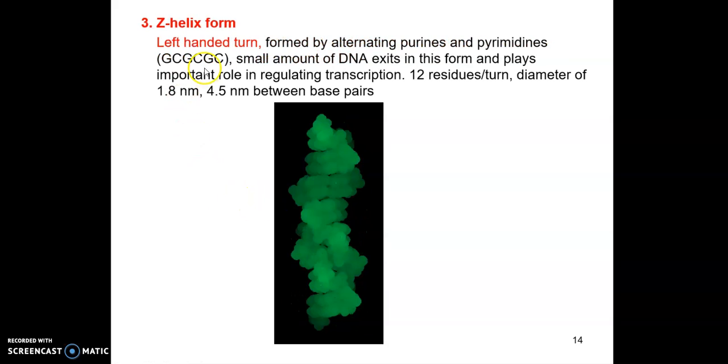And another form is called Z. Z form is a kind of unique form because this is a left-handed turn form. It's formed by alternating purine and pyrimidine bases like GC, GC, GC. If you have that unique sequence, your DNA will have this unique form. Kind of strange, right? A small amount of DNA exists in this form within the chromosome, and since this structure is very unique, it is recognized by other proteins that function in the regulation of gene expression. So it is used as a landmark where transcription factors can recognize this place. It takes longer, 12 residues, to make a full turn, and the diameter is 1.8 nanometers. Okay, it's narrower. So it's a unique form. Z form is an alternative form you can have.